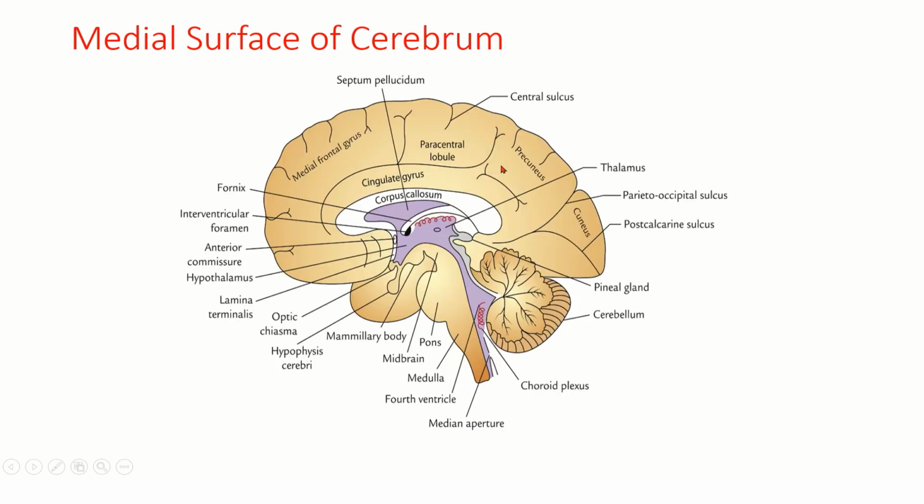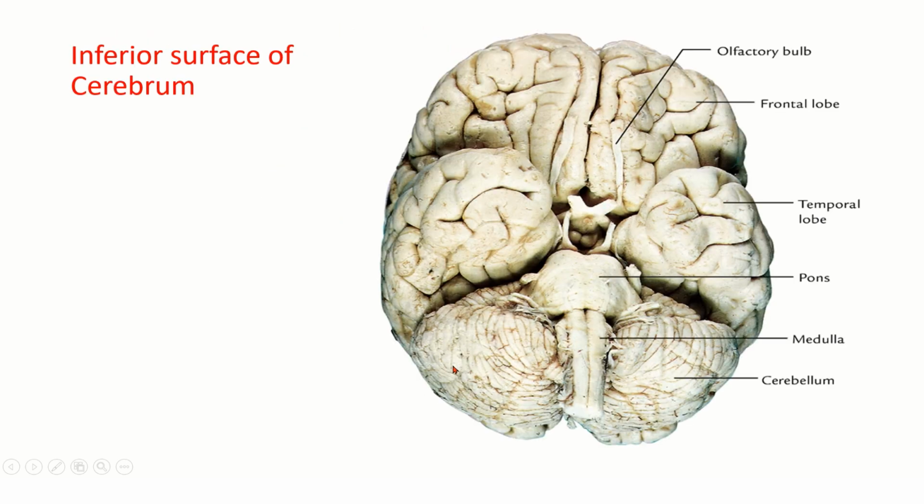This is the medial surface of the cerebrum. The chief feature will be the corpus callosum. Then you can also see the parts of the brainstem here, the pons, midbrain, medulla, and you can see the fourth ventricle, you can see the third ventricle. You can see here the cerebellum.